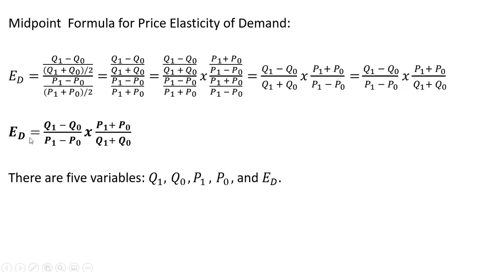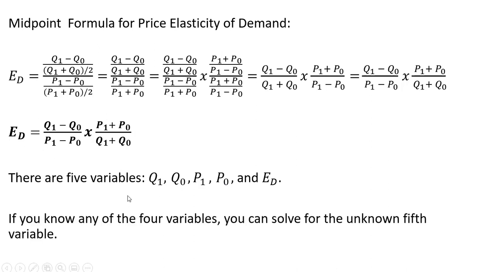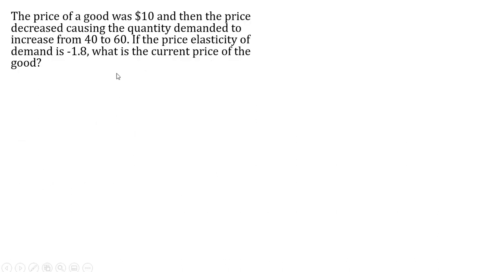You'll notice there are 5 variables in this formula. The 2 Q's, the 2 price terms, and then the elasticity of demand. And the point here is if you know any of the 4 variables, you can solve for the unknown 5th variable. So here's a problem.